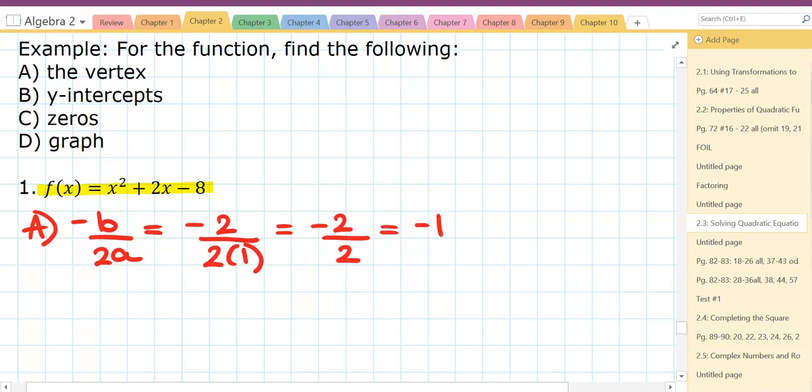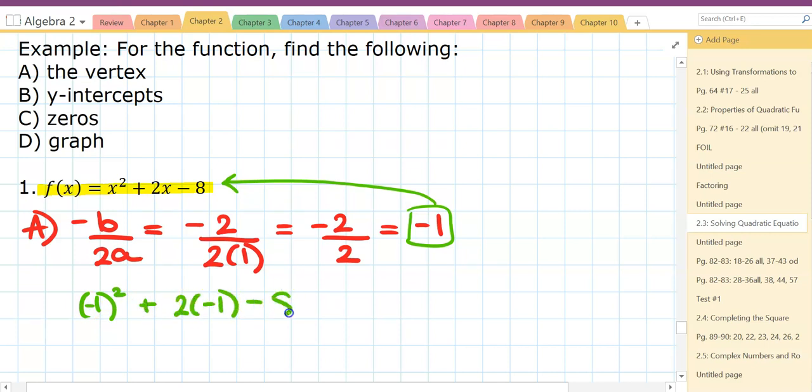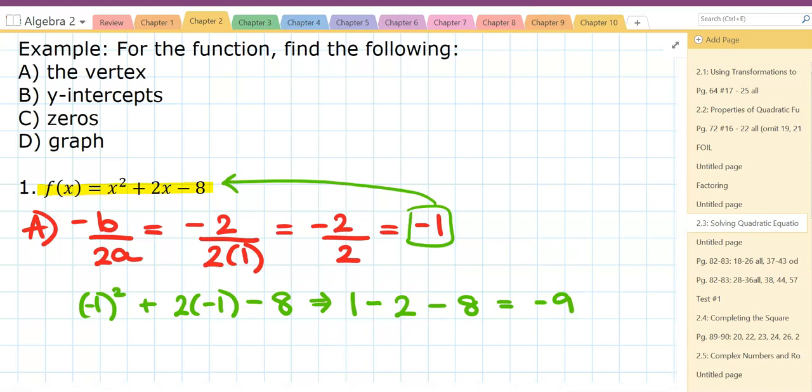So then we take negative 1 and plug it into that equation. So you're doing 1 times negative 1 squared, plus 2 times negative 1, minus 8. If you want to simplify this down, negative 1 squared is 1, then minus 2, and then minus 8. 1 minus 2 minus 8 is going to be negative 9. So the vertex is going to be negative 1, negative 9.